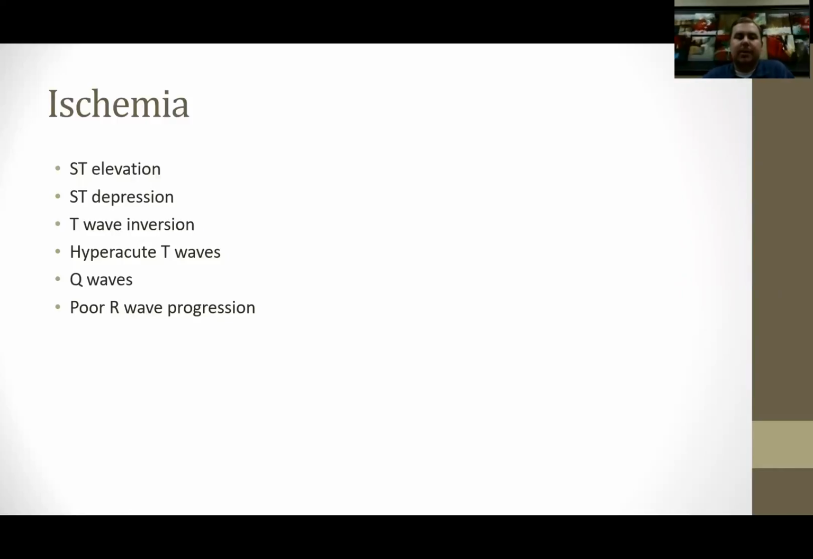So our STEMI mimics are going to be left bundle branch block, left ventricular hypertrophy, paced rhythms, left ventricular aneurysm, benign early repolarization. There's a couple lesser known ones that are out there. So this entire 12-lead interpretation strategy is in order to find all that stuff before we start assessing for ischemia.